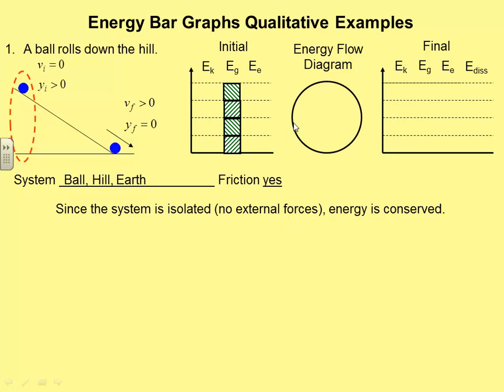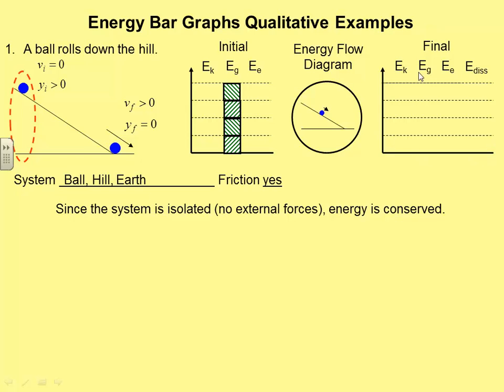Now, in our energy flow diagram, this circle represents the system boundary. Here's what's in the system: the ball, the hill, the earth. And then that's it, because in this case energy is conserved. There is no energy flowing into or out of the system. This is where we're going to show that in later examples. Okay? So nothing flowing in or out.